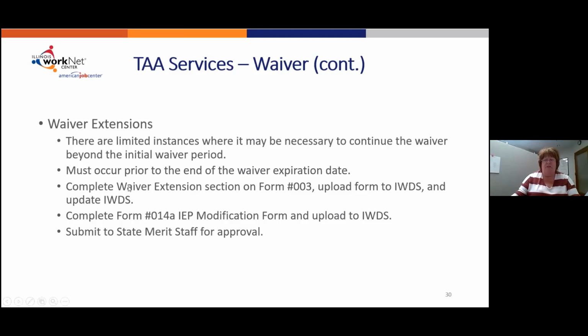There are waiver extensions under limited circumstances for them to continue beyond the initial period. You must ask for that waiver extension prior to the end of the waiver date, and you complete the waiver extension section on the waiver form, upload it to IWDS. You would update IWDS with the current dates, the new date, complete the IEP modification form, and submit for state merit staff approval. And we will go through the whole waiver process in another training coming up.